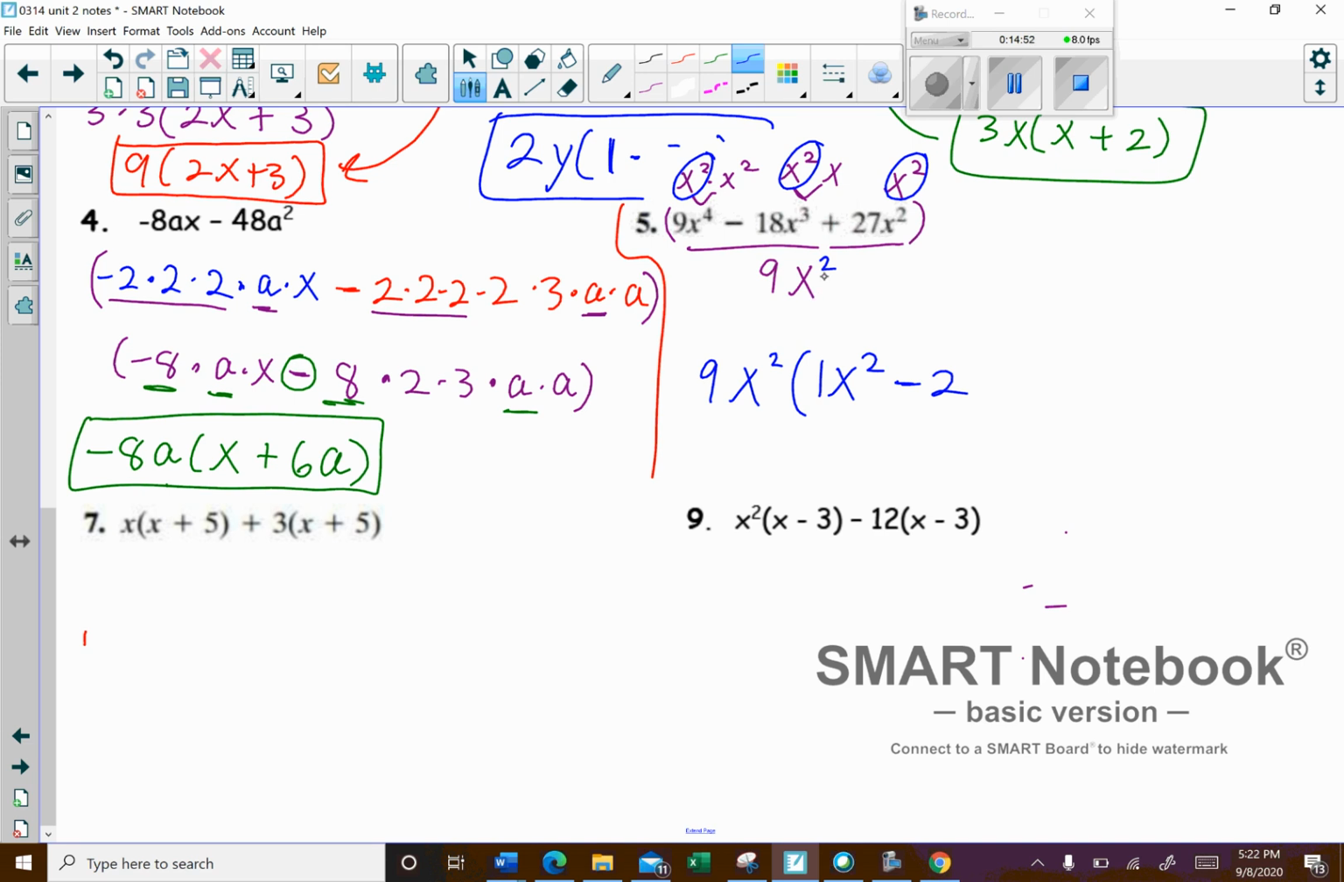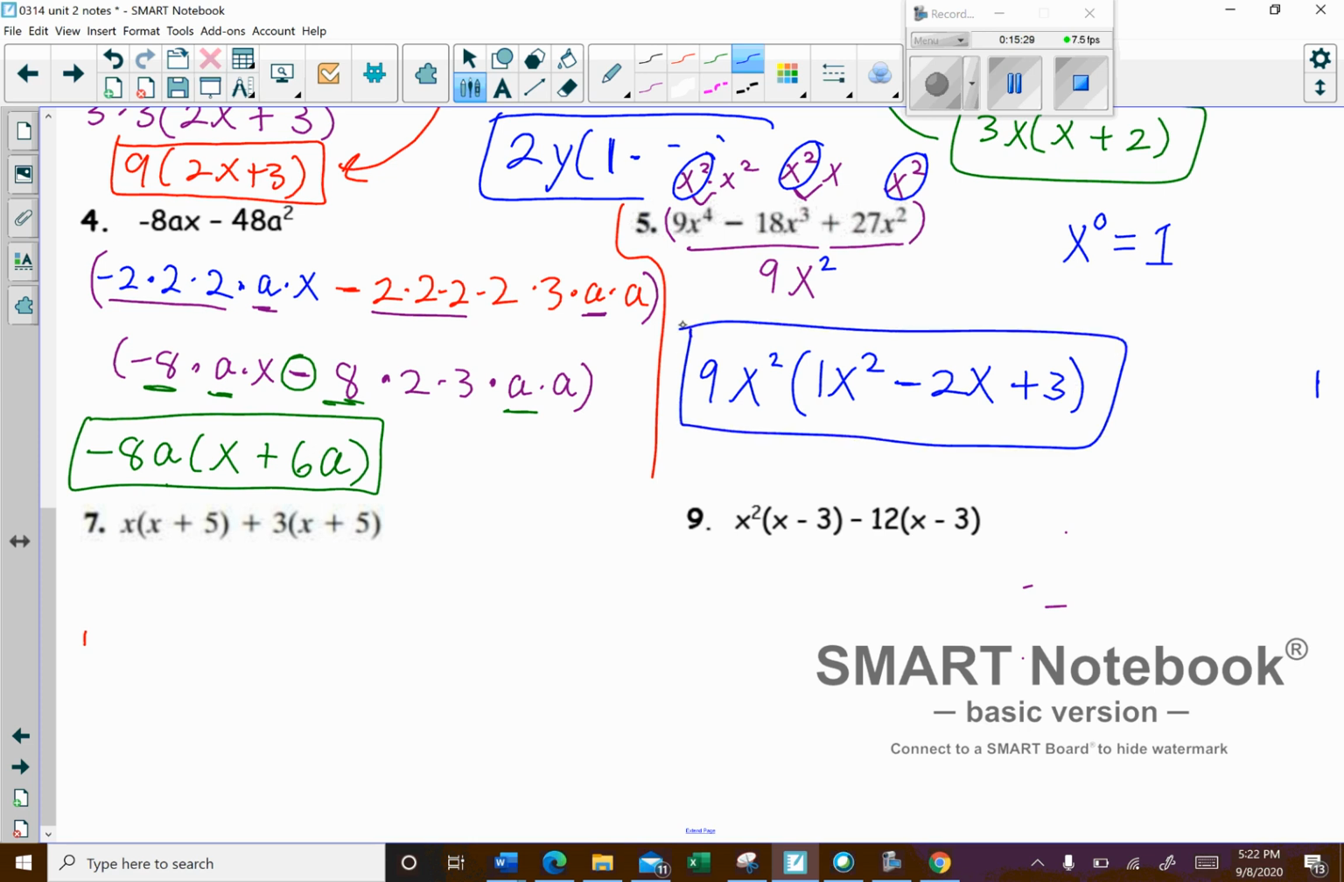Then x to the 3rd divided by x squared. You subtract, so that would just become an x. Okay, and then on the last one, 27 divided by 9, that will become a plus 3, and then the x squares would cancel each other out. They would basically become x to the 0 power, which would become a 1, and then 1 times 3, it would just be a 3, right? So even if you put x to the 0 power right there, that would turn into a 1, so you'd have 3 times 1, which is 3 right there. And so that is our answer right there.